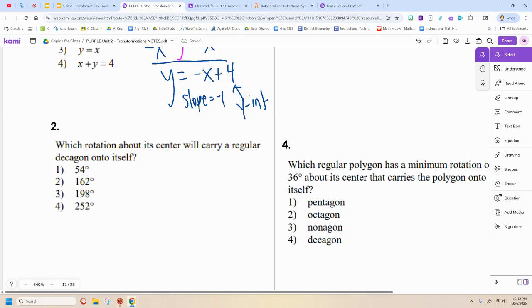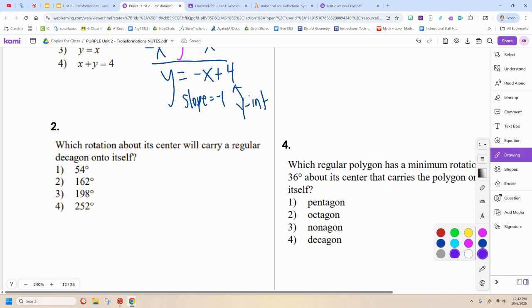So our key word is decagon. What number do we need to know? 10. What number are we going to need? Because what's all the way around a circle? 360. So 360 divided by 10 is 36. And let's just take a pause right there. That answer is not there. So that means it's going to be a multiple of 36.